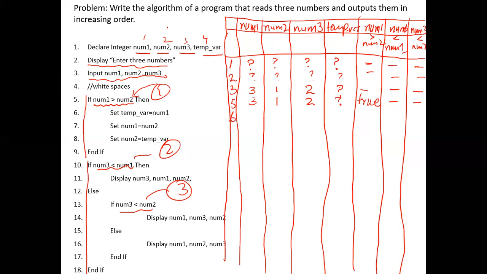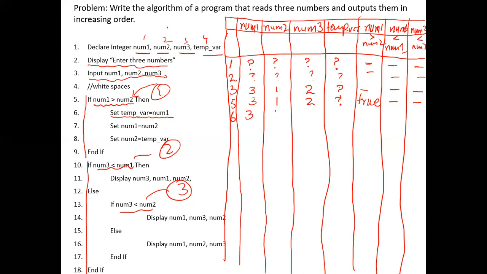You can imagine another set of inputs where num1 was 1 and num2 was 3. Then this expression would have been false, so the next statement would have been line number 10. But in our dry run, with the set of inputs 3, 1, and 2, we are going to go to line number 6. In line number 6, we have an assignment statement where we are setting the value of temp_var to num1.